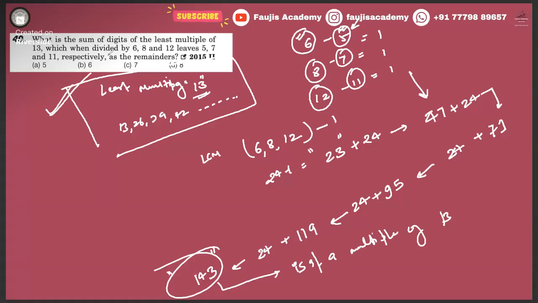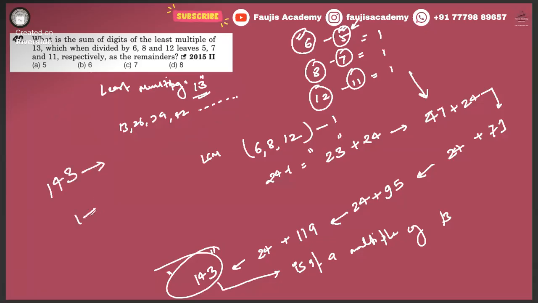But we don't have 143 in the answer options. What do we do now? We should sum the digits, sir. Right. What is the sum of the digits? For 143, the sum of the digits is 1 plus 4 plus 3. How much is that? 8. Which one is the answer? Option D.